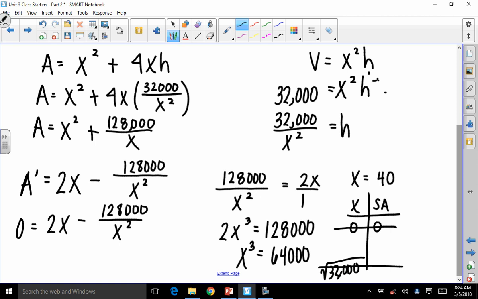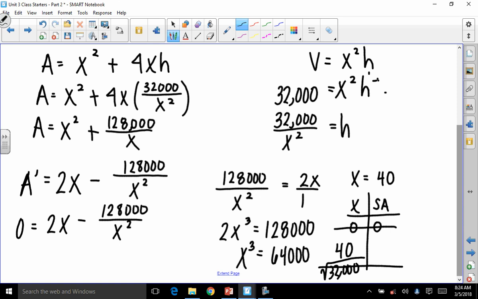Now, if you look at your problem, you can figure out that if you did that, the height would be 0, so this would go away, and the area of the base would be 32,000, but you don't have a box, so that doesn't make any sense, right? It doesn't really make any sense in the context of the problem. So what did we find as our critical number? 40, okay?